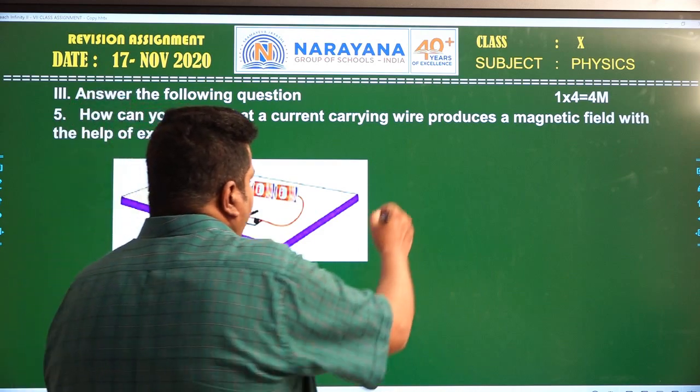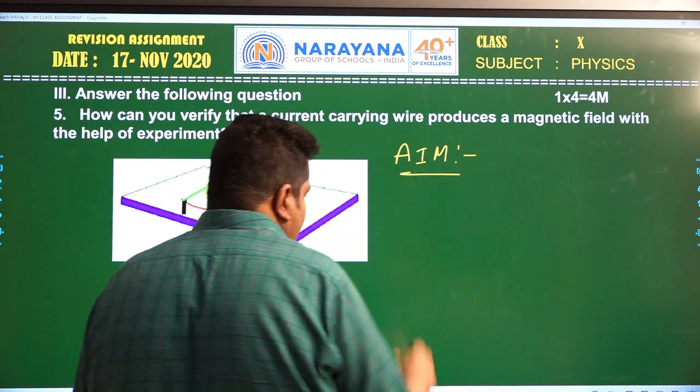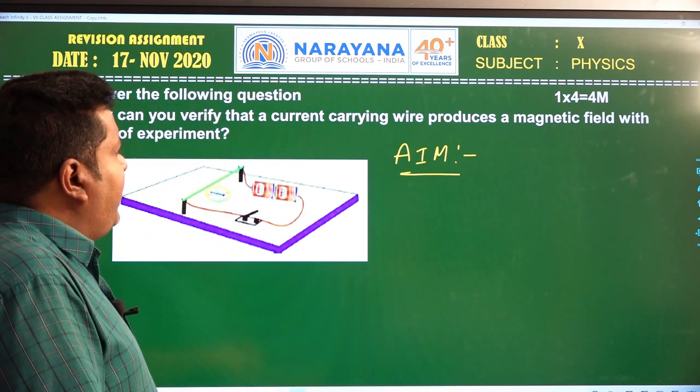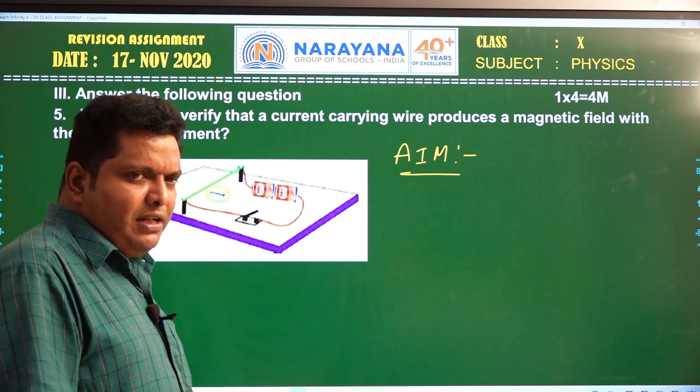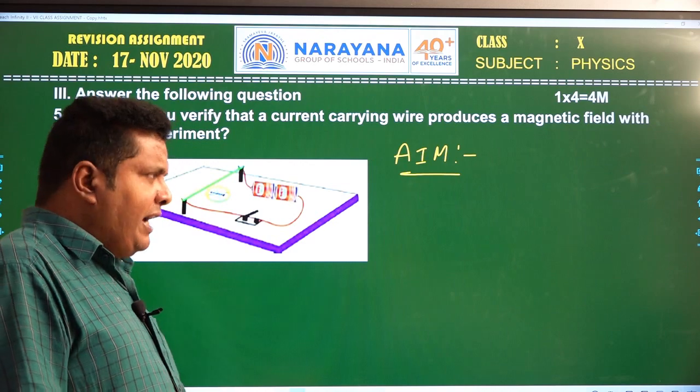First of all, you can write the aim. The question is nothing but the aim only. The aim is to verify that a current carrying conductor produces a magnetic field.